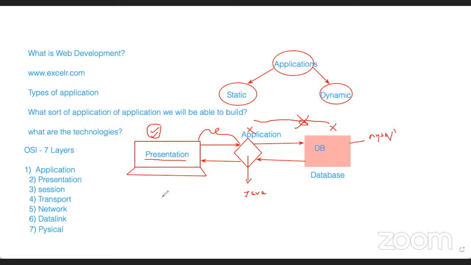Next, what sort of technologies are we supposed to use to build this presentation layer? To build a beautiful presentation layer, there are 3 levels of programming that you guys have to take. The first, step number 1, we must design a page.